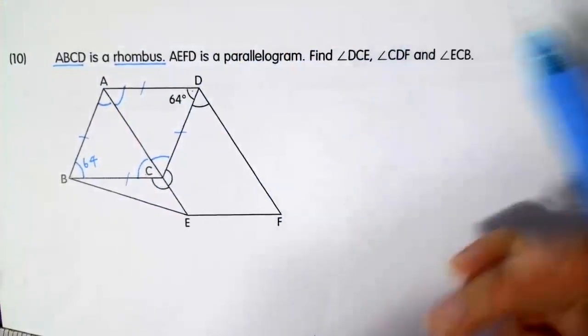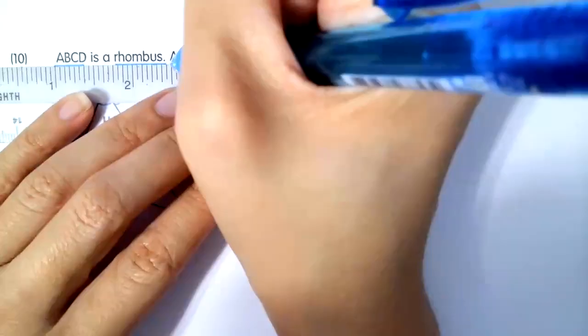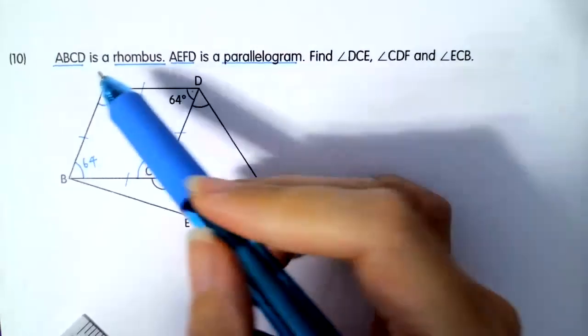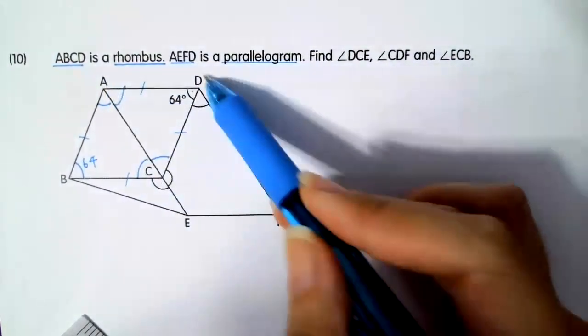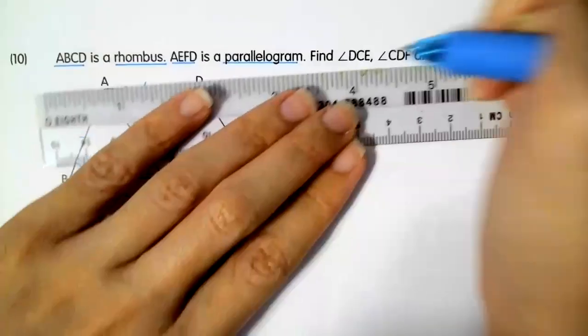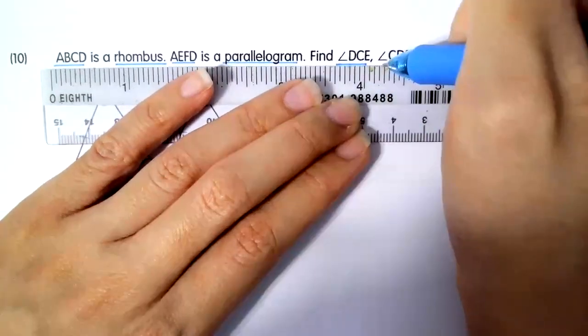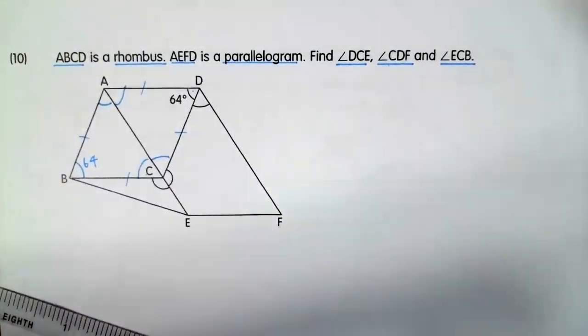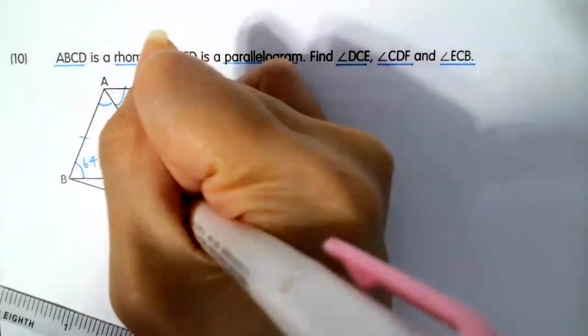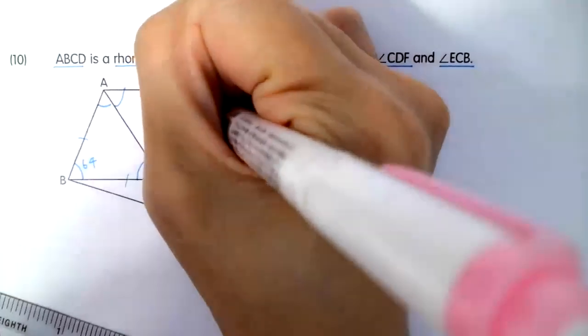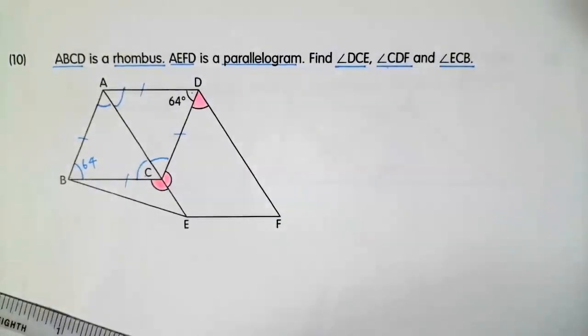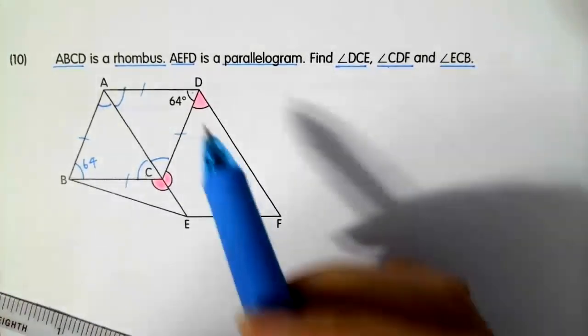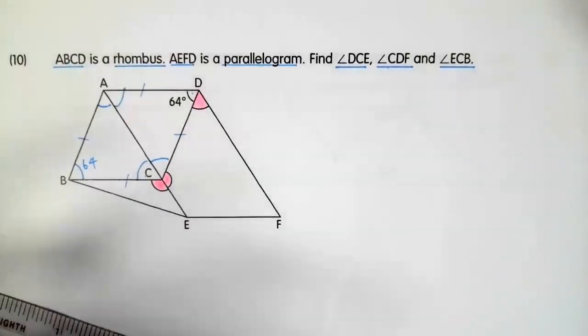All right, next. They tell us that AEFD is a parallelogram. So AEFD, this is a parallelogram. So there are 3 angles they want you to find here. So later on, you should have 3 answers. Angle DCE, angle CDF, and angle ECB. Okay, so maybe I highlight out for you to see which one you want. You want this angle, you want this angle here, and then you also want angle CDF as well. Okay, so 3 angles to find. So your answer should have 3 answers as well later on.